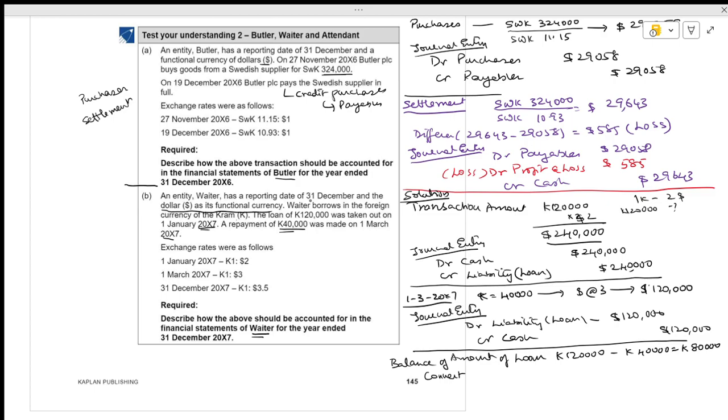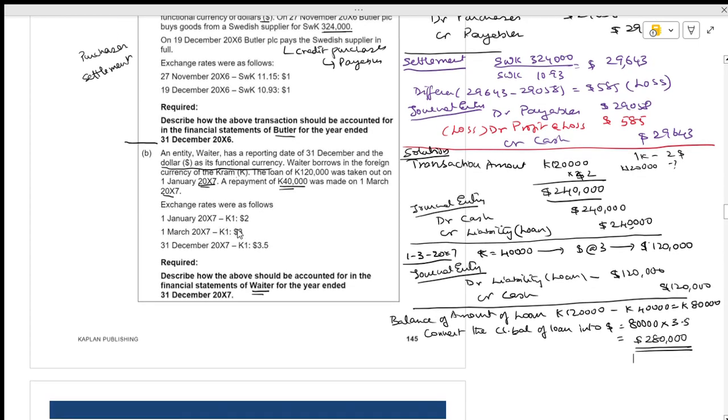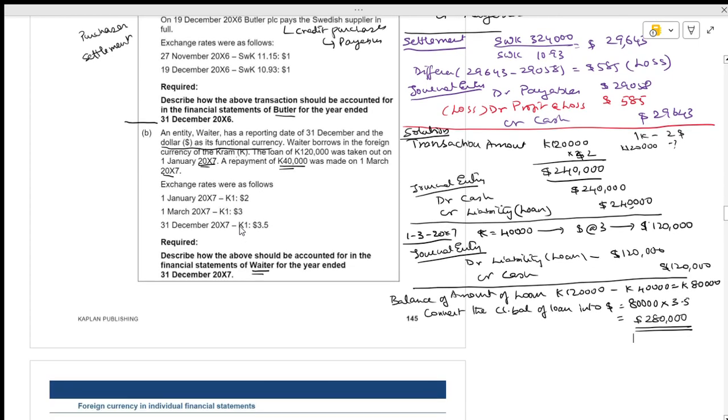Now convert the closing balance of loan into dollars. Is that 80,000 at the appropriate rate? How much? 3.5. At 3.5 it comes to $280,000. Understanding my point? You have to be very focused when you are doing this.